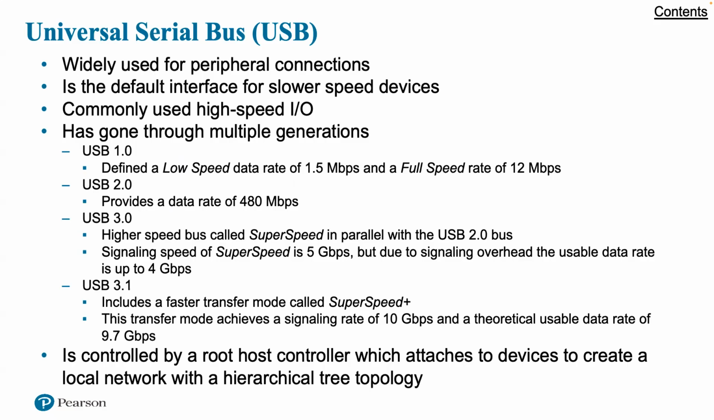The most recent specification is USB 3.1, which uses a faster transfer mode called SuperSpeed+. This transfer mode achieves a signal rate of 10 gigabits per second and a theoretical usable data rate of 9.7 gigabits per second. A USB system is controlled by a root host controller, which attaches to devices to create a local network with a hierarchical tree topology.